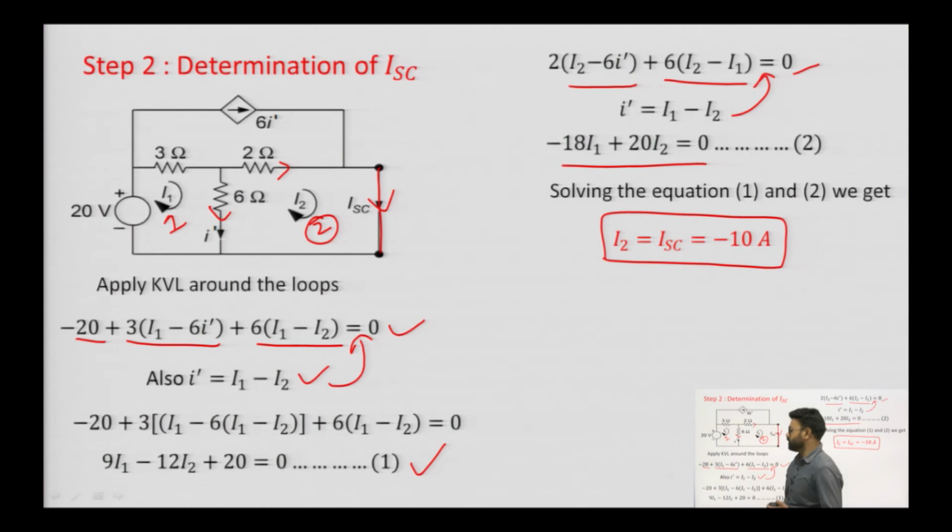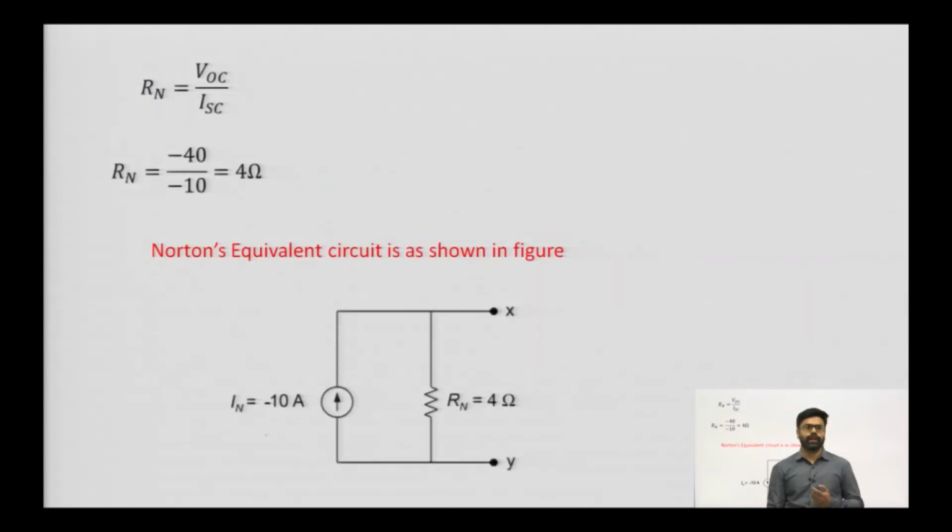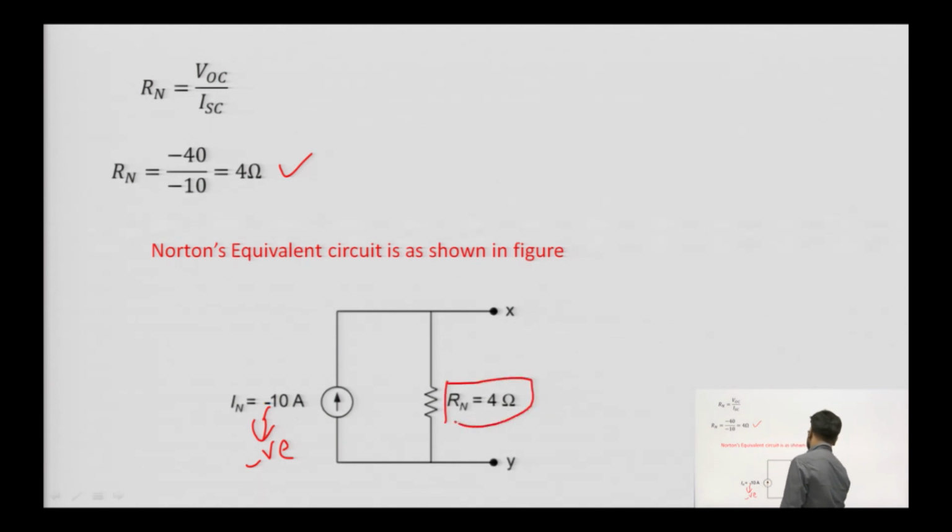So, the short circuit current that we got is minus 10 ampere. Now, Rn will be equal to Voc by Isc, or minus 40 by minus 10, it will be 4 ohm, and Norton's equivalent circuit will be, we will have direction is upward. So, we have introduced a negative sign here because the direction I have represented is upward, and Rn will be equal to 4 ohm. This will be its Norton's equivalent.